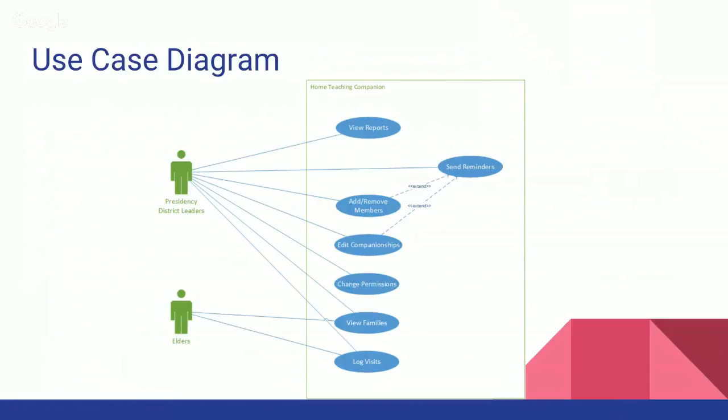The elders will have a smaller subset of that functionality where they can at least view their family and log their visits. On top of this, they can also send reminders to companions as needed, either on an individual basis or whenever members and companionships are modified or added.